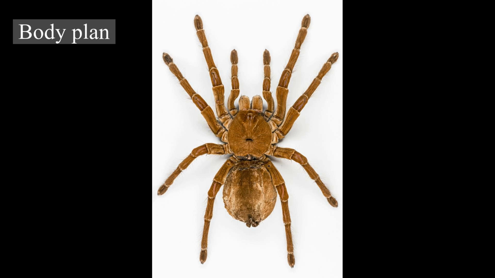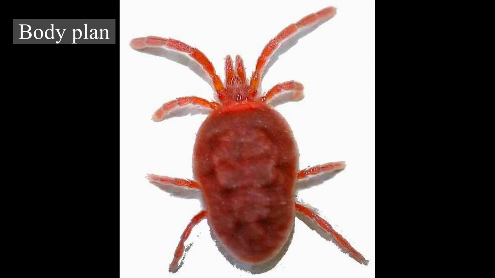function directly as jaws. The first appendages behind the mouth are called pedipalps and serve different functions within different groups of chelicerates. Spiders and scorpions are members of one chelicerate group, the arachnids. Scorpions' chelicerae have 3 sections and are used in feeding.